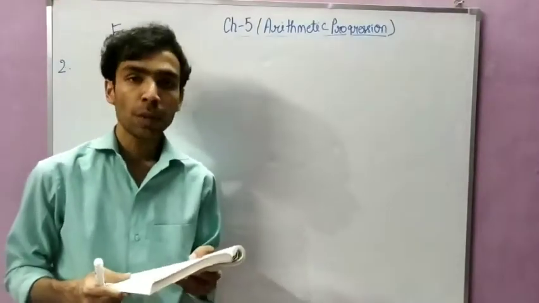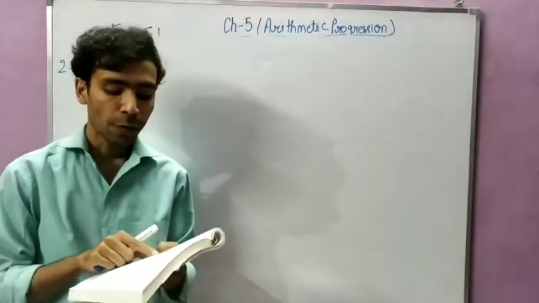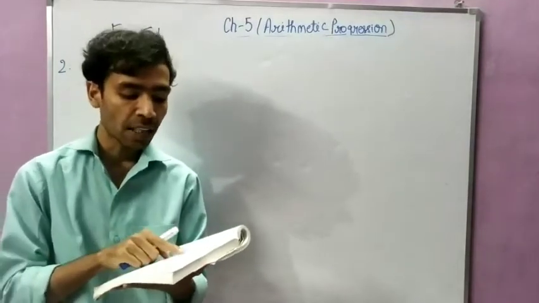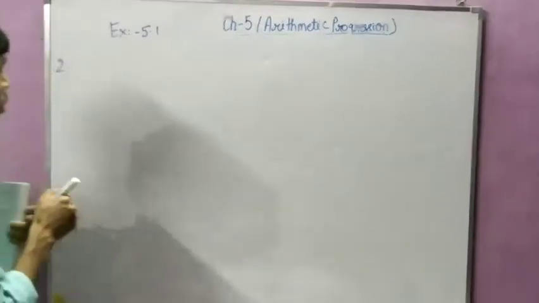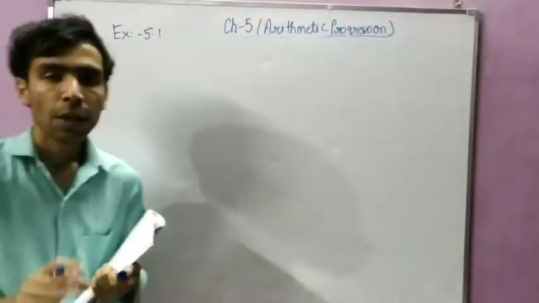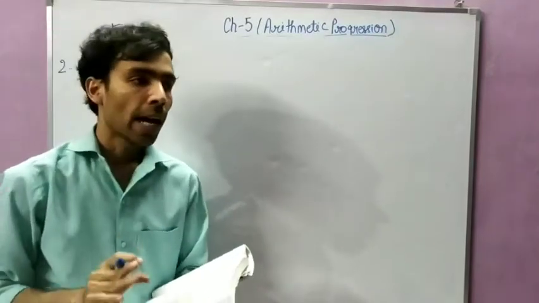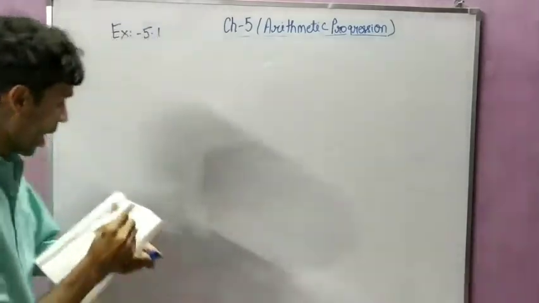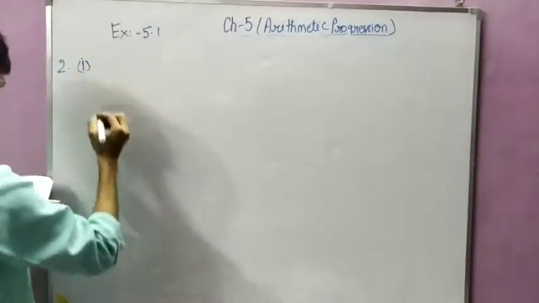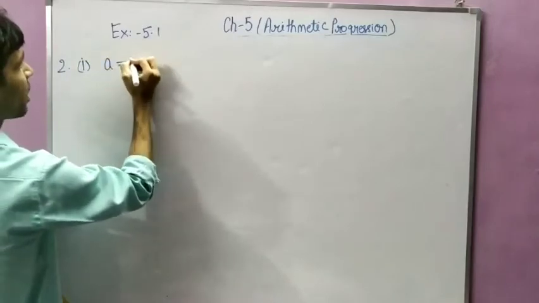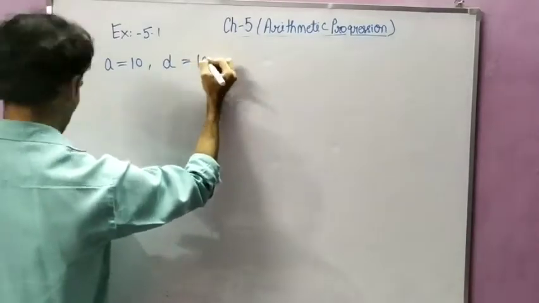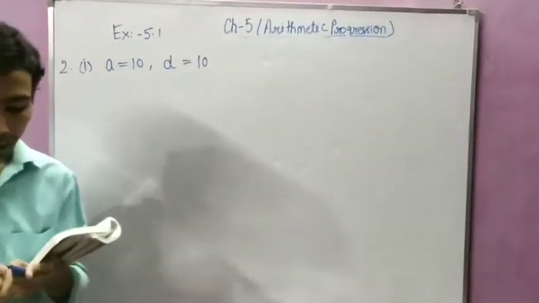Okay. So question number 2 is: write the first 4 terms of the AP when the first term A and the common difference D are given as follows. In this question you have to write 4 terms of an AP. Out of the 4 terms, the first term is given and the common difference is given. So part 1 is that the value of A is given, that is 10, and the common difference D is given as 10. Both are 10. And we have to find the first 4 terms of the AP.